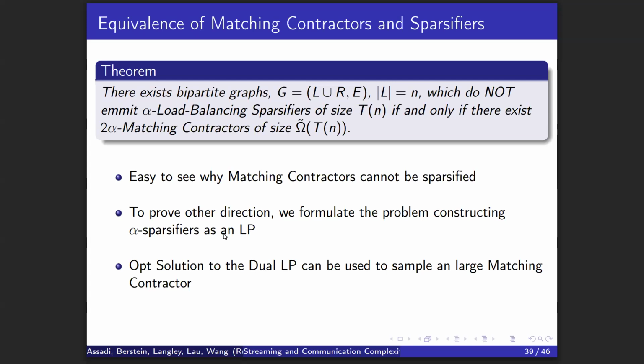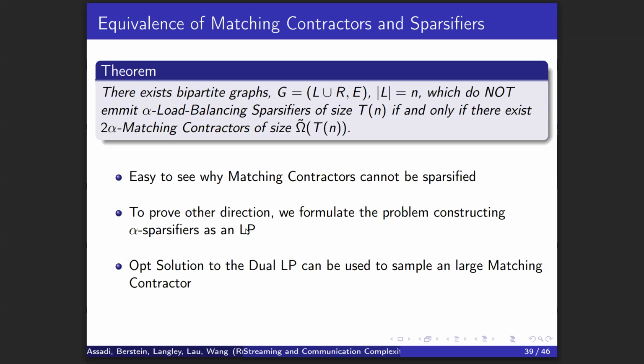But in order to prove the other direction, we first write the load balancing sparsification problem as a linear program, in which we try to find the sparsest subgraph of a particular graph that preserves the size of the maximum matching, leaving out any subset of vertices. And by taking the dual of this LP, we can use the optimum dual solution to sample a dense matching contractor.